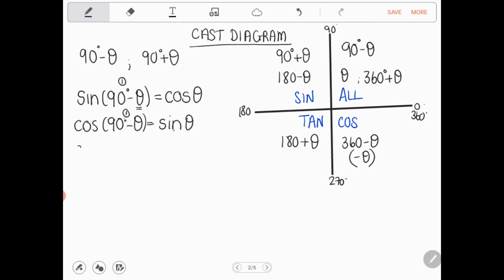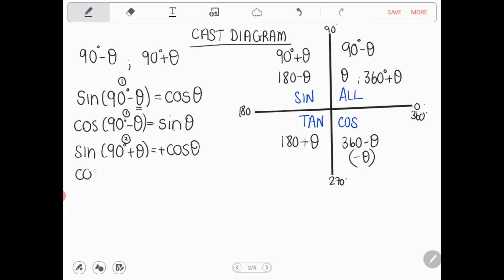Okay, now what about sine of 90 plus theta? Okay, we've just said that 90 plus theta is a second quadrant angle. Sine in the second is positive, so we're going to go positive, which you don't need to write, cos theta. Remember, 90 changes sine to cos.